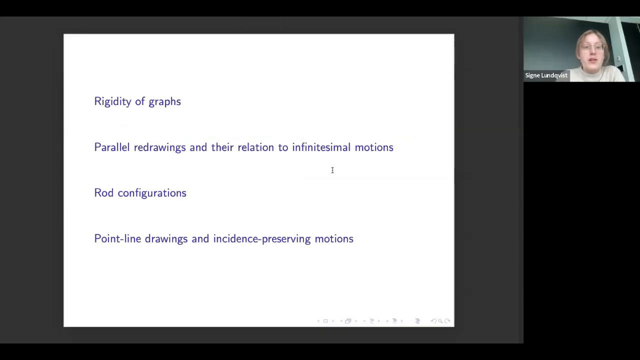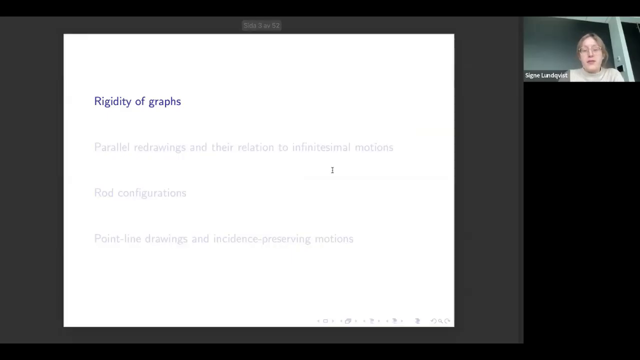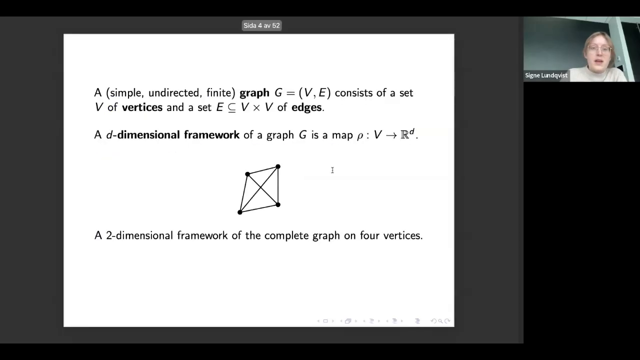But we're going to start with, so this is an outline of the talk, we're going to start with just rigidity of graphs, which is sort of the most classical setting for rigidity theory. And in the classical problems, what you have is just a simple undirected finite graph, so a set of vertices and a set of edges, pairs of vertices.